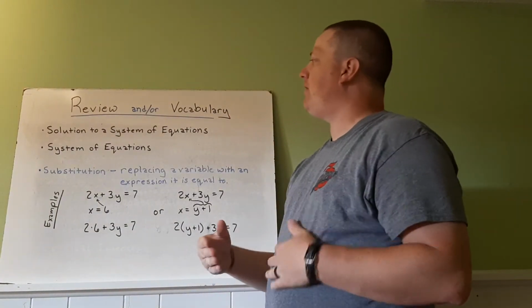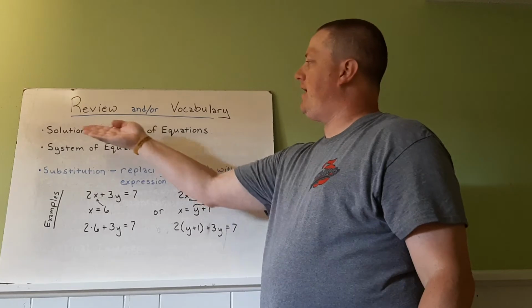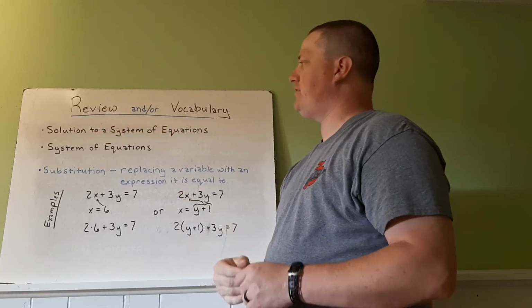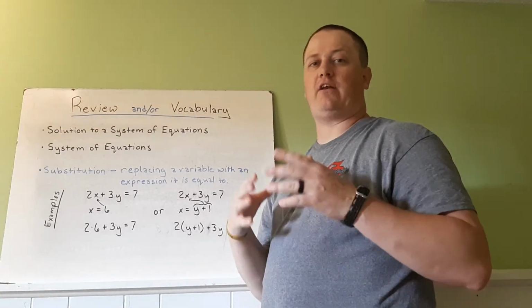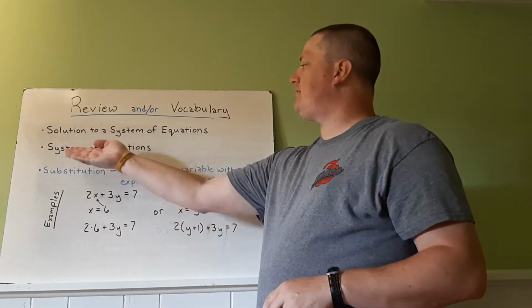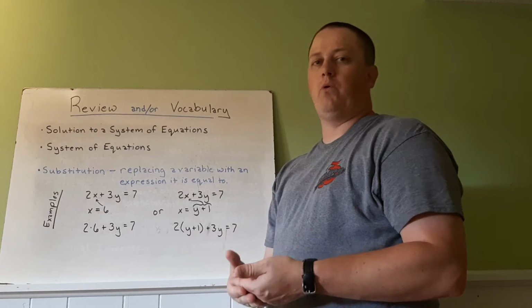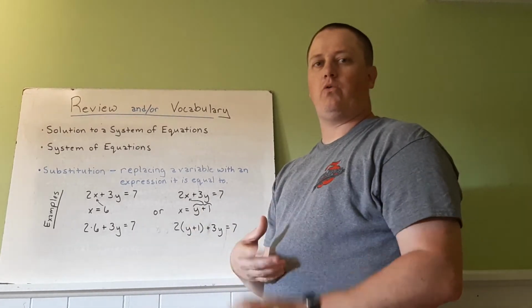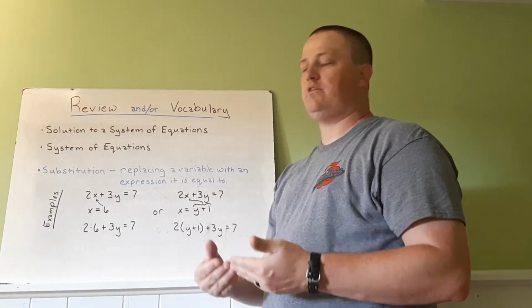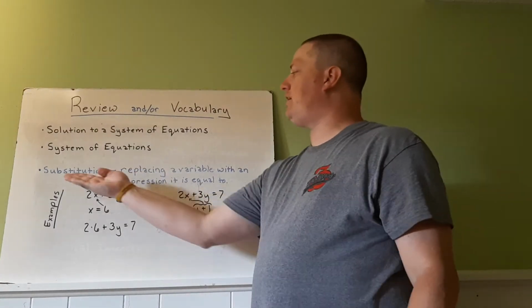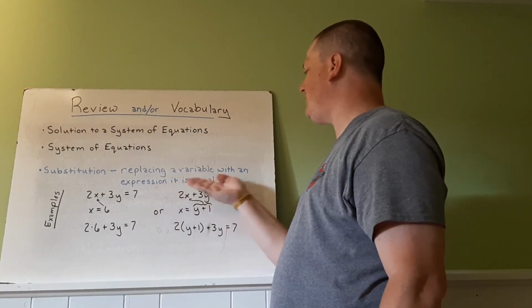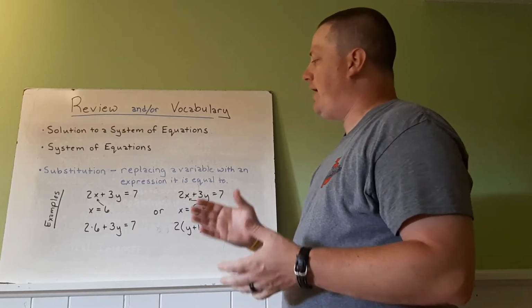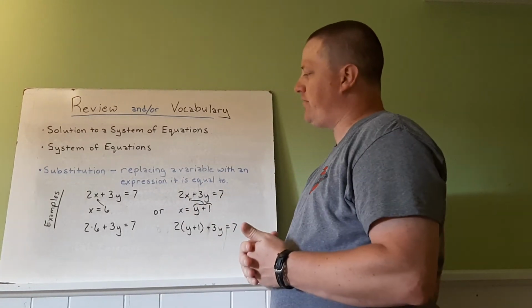All right, so our old vocabulary: solution to a system of equations, essentially where two equations intersect or share. Systems of equations are two or more equations that are utilized in the same situation. And our new word is substitution, replacing a variable with an expression it is equal to. So I have two examples of what this could look like.